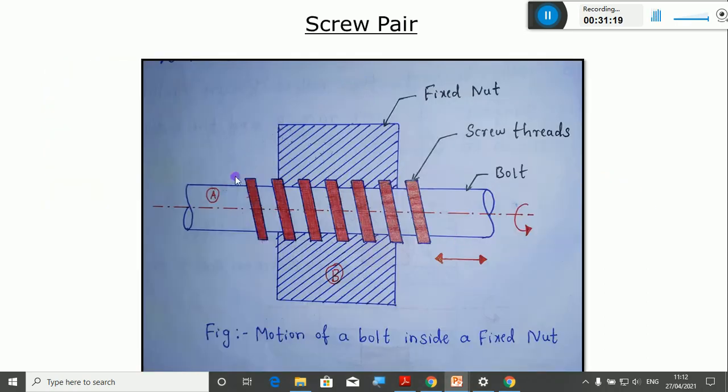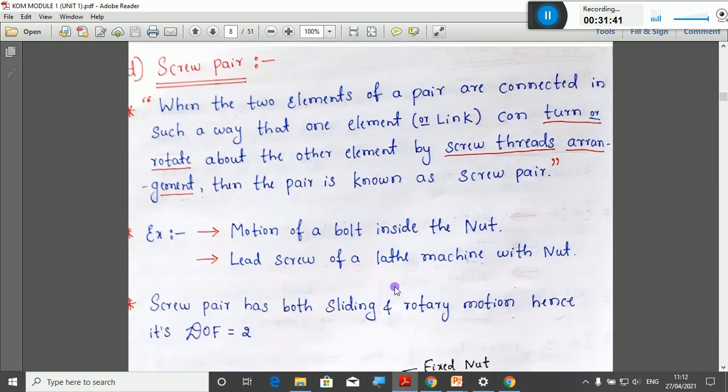So this is the same example. This is a bolt which has a thread around its periphery. I can call this kinematic link A, and this is the nut, which is kinematic link B. The combination of this nut and bolt and the threads comes under screw thread. If you want the definition, you can take this one.